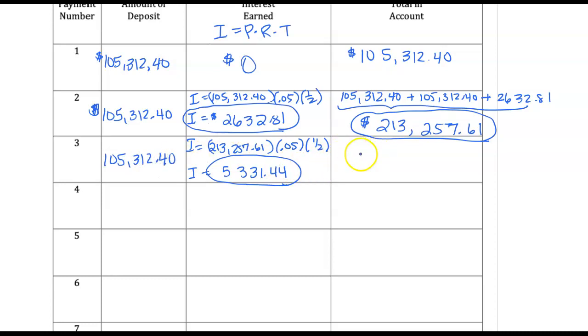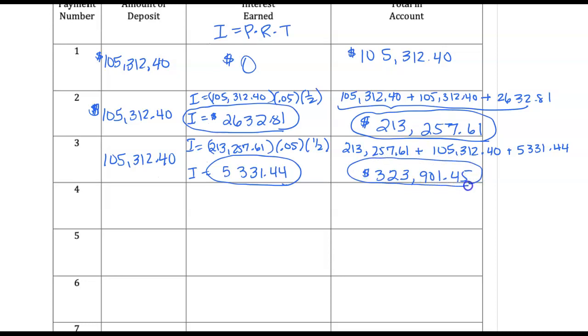And now to find our amount in the account, take your previous balance of $213,257.61, add your new payment, and your new interest. That total gives us $323,901.45. Notice that each time I'm rounding to the second decimal, the penny.